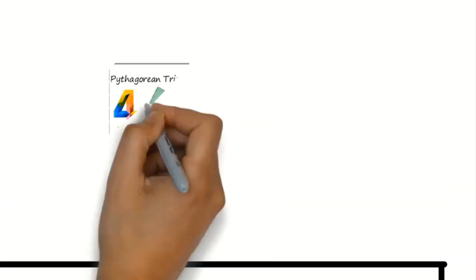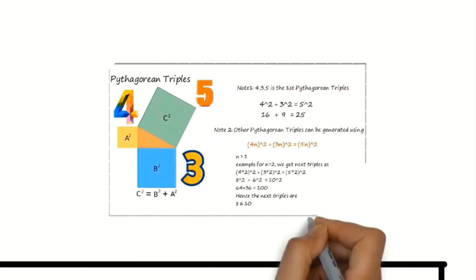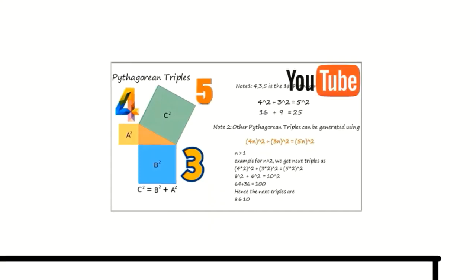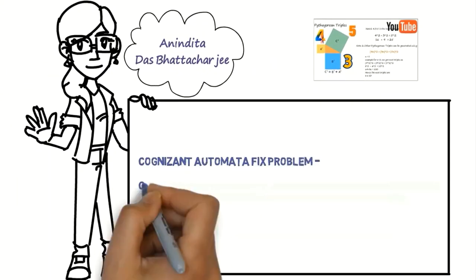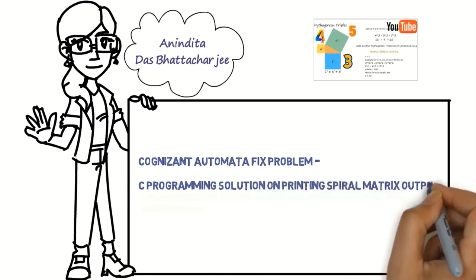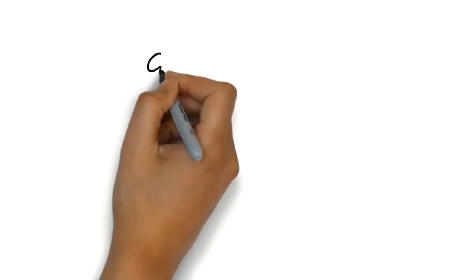In the previous video, I discussed an automata fixed problem on Pythagorean triples. In this video, I will discuss spiral matrix output printing with shortcut tips and tricks with detailed explanation.